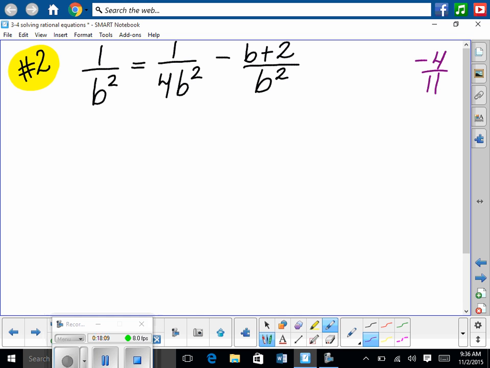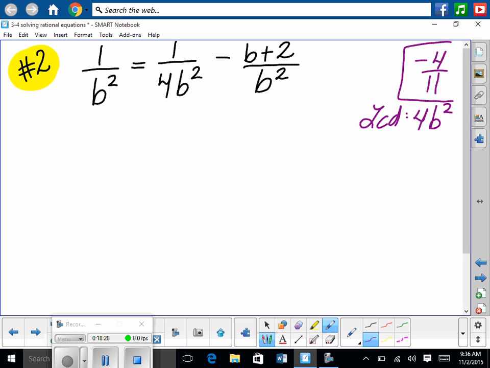Okay, that is the correct answer. So let's go through it and see where you went wrong. Okay, and I already know where probably most of you went wrong. So looking at this, most of you were able to say, okay, our least common denominator is 4b squared. So we've got to change all of the denominators to be 4b squared if they're not already.